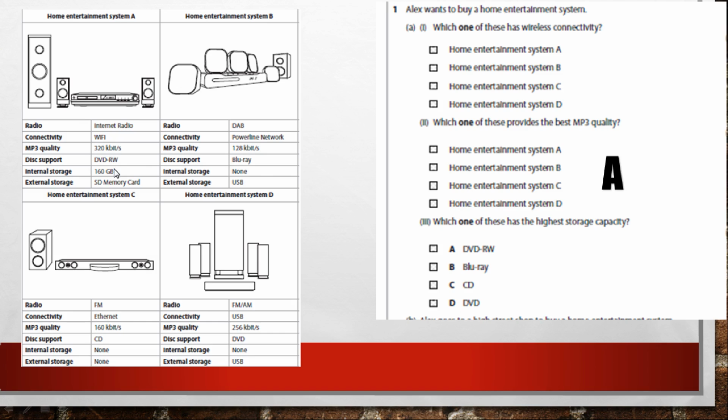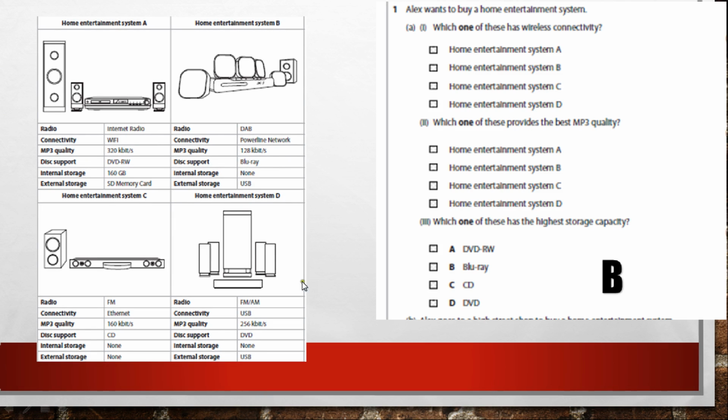And which one of these has the highest storage capacity? So if we look at storage, you've got to be careful. There's always one of these that tries to trick you. So we've got internal 160 gigabytes and so on. What do you think it would be? If you didn't get B, you need to think about and learn about your supports.